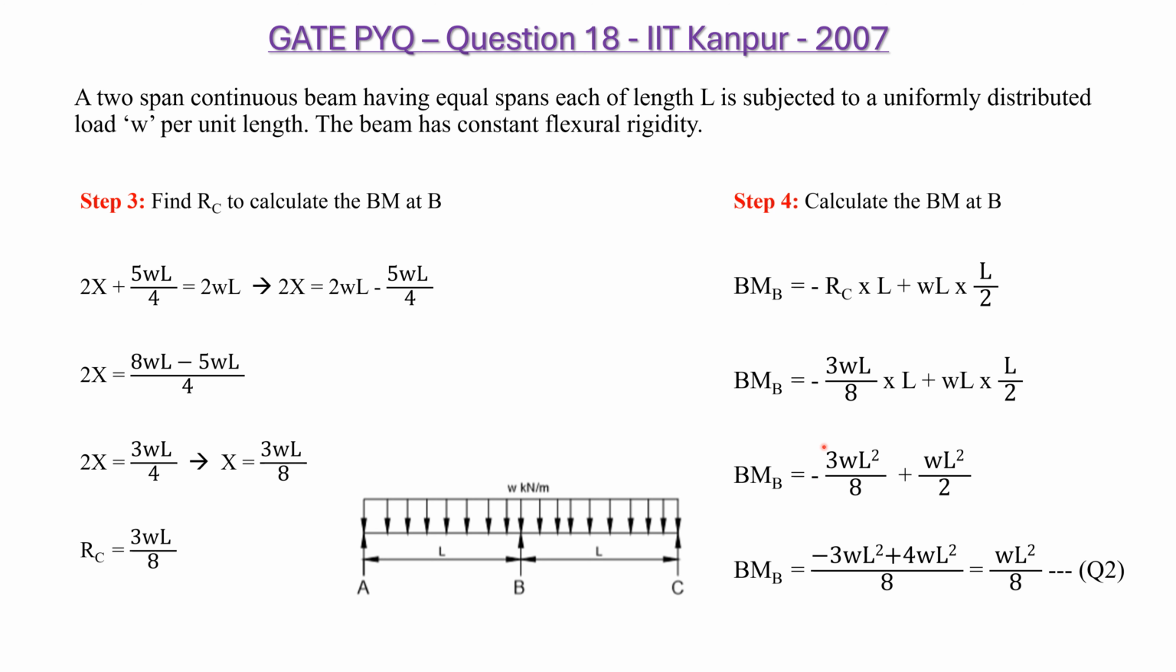By finding our support reaction at C and calculating the bending moment at support B, it becomes straightforward, giving us the final answer for the bending moment as WL^2/8.